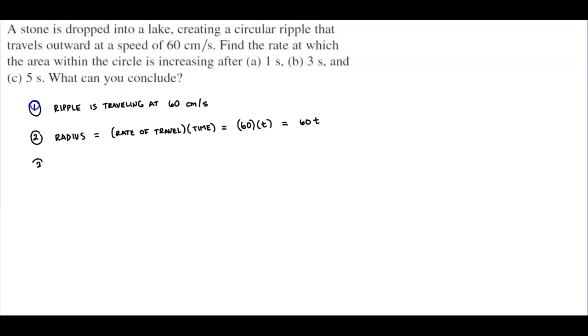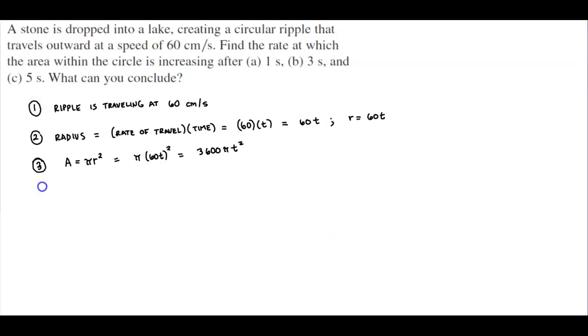Okay, and then we also need to determine what is the area of a circle. We know the area of a circle is pi r squared. So we're going to substitute r to be 60t. So we're going to have pi times 60t, and then we're going to square it. So therefore, when we square that, we get 3600 pi t squared.